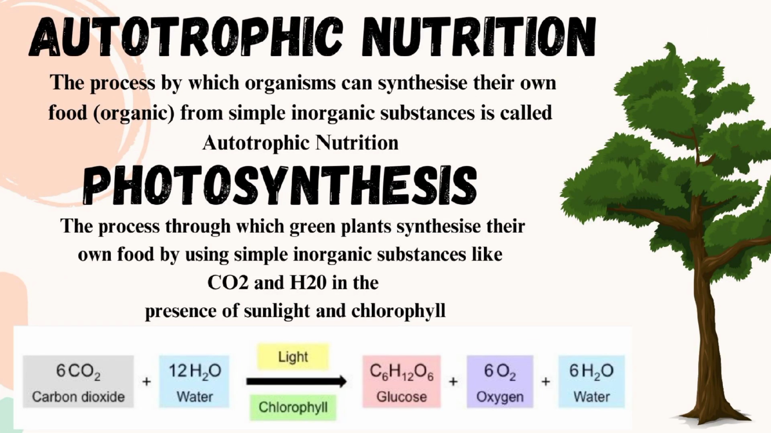Now, in this session, we'll be dealing in detail with autotrophic nutrition. As discussed earlier, it is the ability of an organism to synthesize its own food from simple inorganic substances. Okay, and this autotrophic nutrition is brought about by the process of photosynthesis.